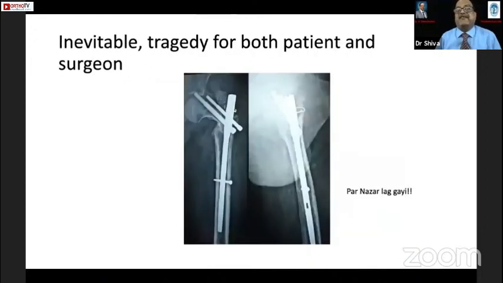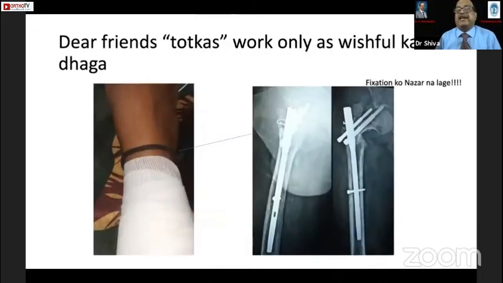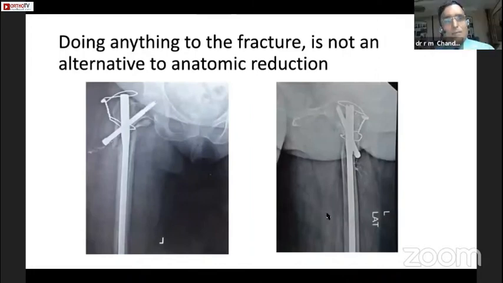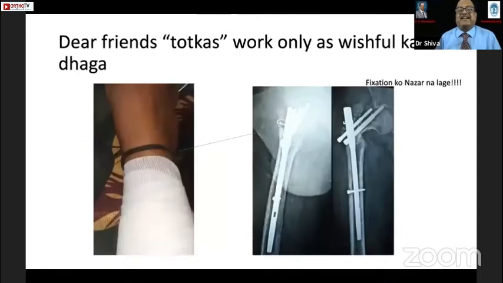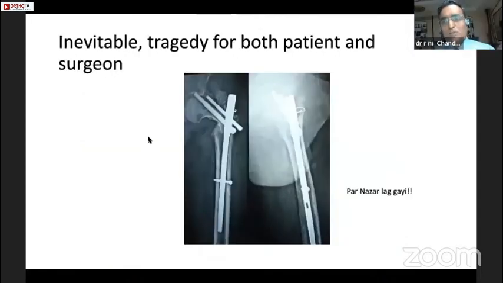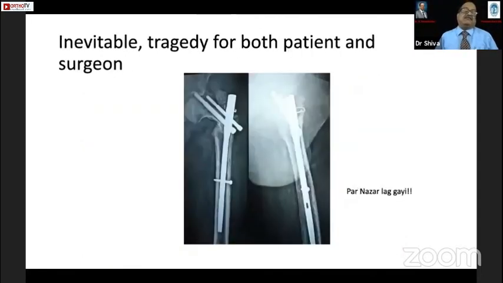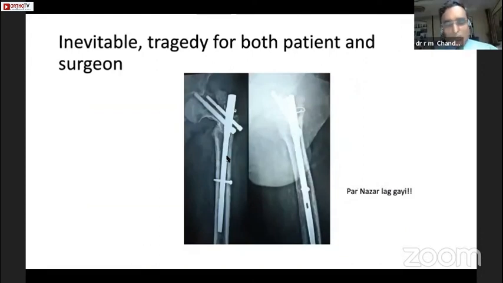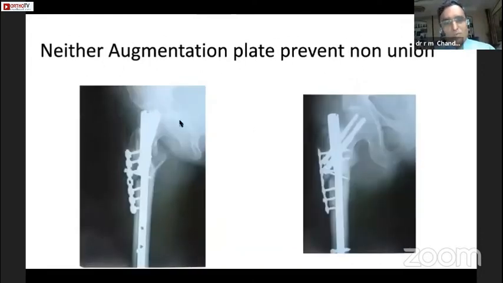Chandak, all the cases you have shown earlier of wire fixation, they're all wrongly done cases. So, it's better not to discuss them. You can proceed further. Absolutely. The surgeon is at fault, not the technique. Yes, absolutely. But this is the common phenomenon which I have been observing.